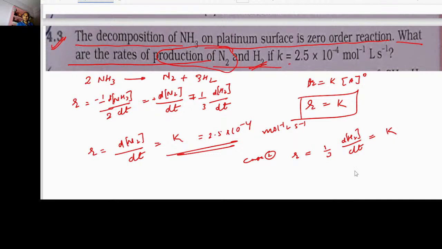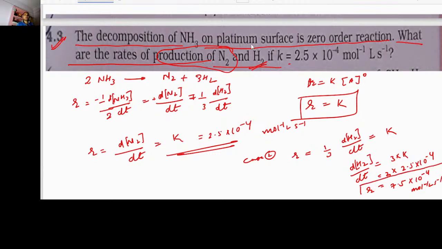Since the rate is equal to K, d H2 by dt is 3 into K, right, student? So 3 multiplied by K, and the K value is 2.5 into 10 power minus 4. You can multiply, so it will be 7.5 into 10 power minus 4. The unit is the same, mole inverse liter second inverse. So this is the answer, student.